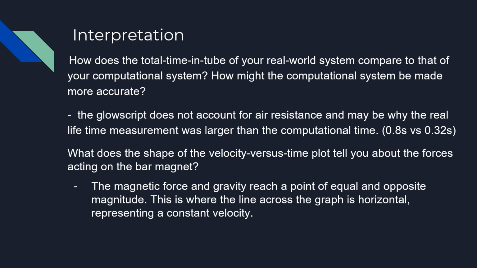The shape of the velocity versus time plot tells us that the magnetic force and the force from gravity reach a point of equal and opposite magnitude. This is where the velocity is constant, and that's represented by a horizontal line on that previous graph.